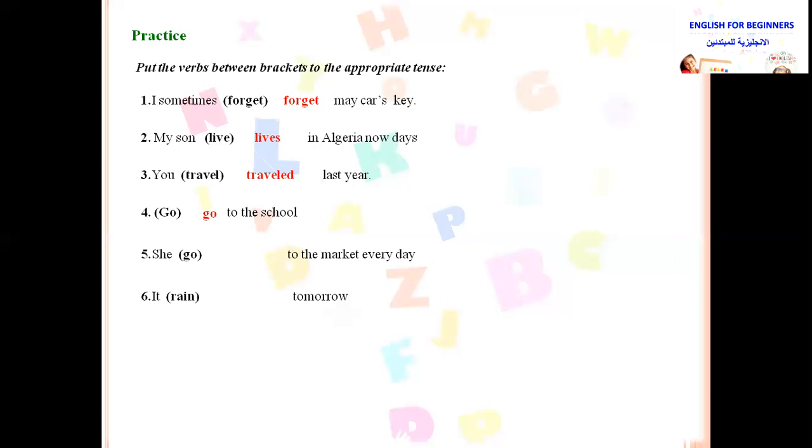Number five, she go to the market every day. Every day is the marker here. So she goes to the market every day. It's tomorrow. Tomorrow is the near future. So it will rain tomorrow. It will rain tomorrow.